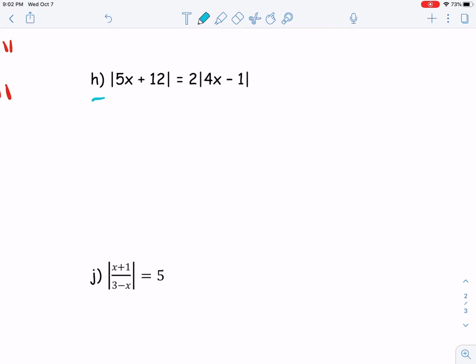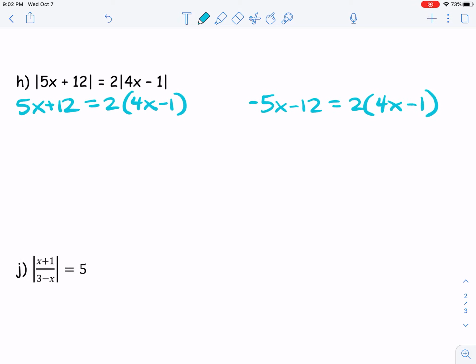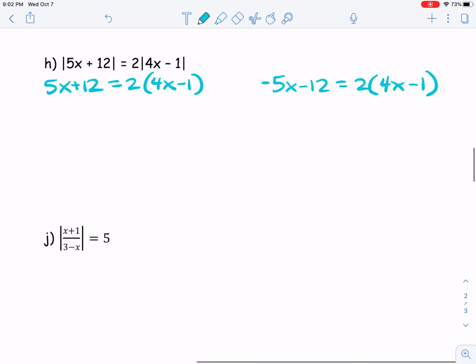So I'm going to do my positive, and then I'll do negative positive. And remember, you could also make it positive, negative. It doesn't matter. Be careful. Absolute values are grouping symbols, so when we drop them, we have to replace them with parentheses in this particular case because there is a 2 in front.